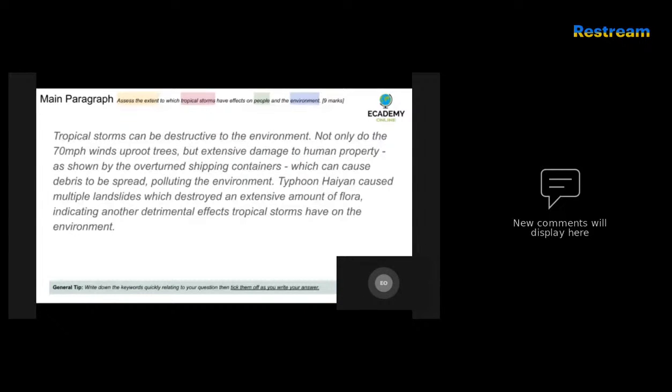Also talks about multiple landslides and talks about flora, really good term to use, and their impact on the environment. So again, for a GCSE answer, this would be a very strong paragraph, lots of detail, lots of different examples of how the environment has been damaged. And again, if the candidate wrote like this, but for the human element, then this would go on to get a very strong mark too.